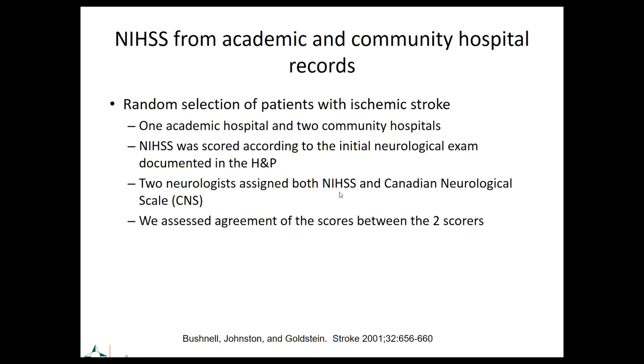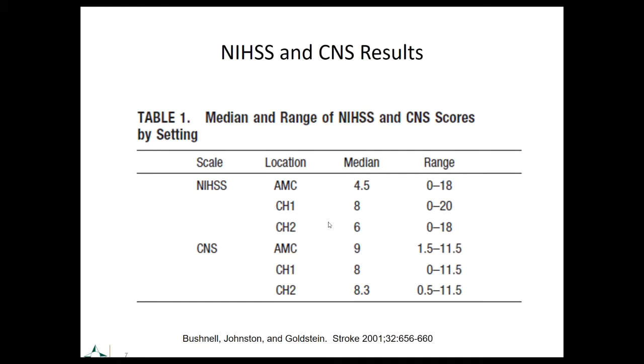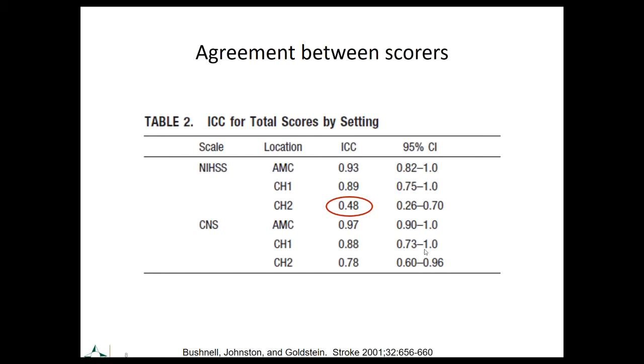So the NIH stroke scale was scored according to the initial neurological exam, which was documented in the history and physical. And then Dr. Johnston and I both assigned the NIH stroke scale and the Canadian neurological scale retrospectively to those records. And then we assessed the agreement of the scores between the 2 of us. And so this is just showing you the median and the range of scores with the NIH stroke scale and the CNS. And the CNS actually is the opposite of the NIH stroke scale. Normal is 11.5, and then it goes down to 0, whereas the NIH stroke scale starts with 0 as normal and goes up to 40.